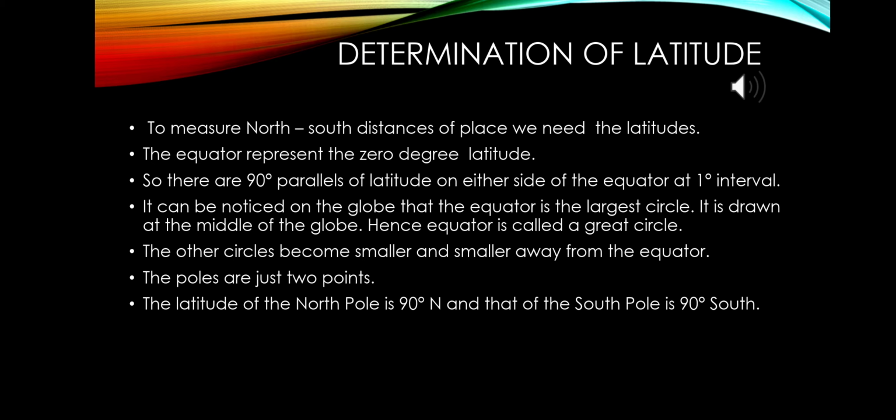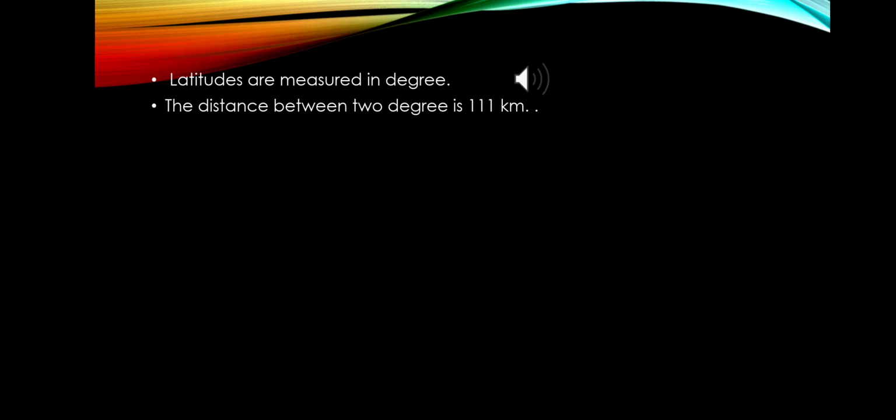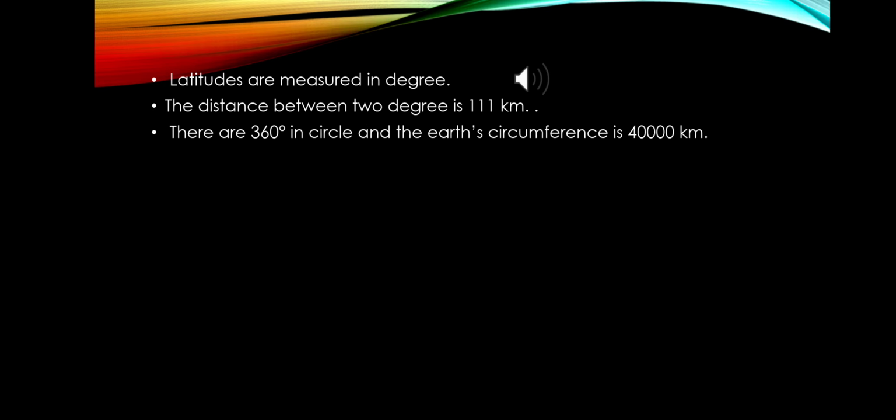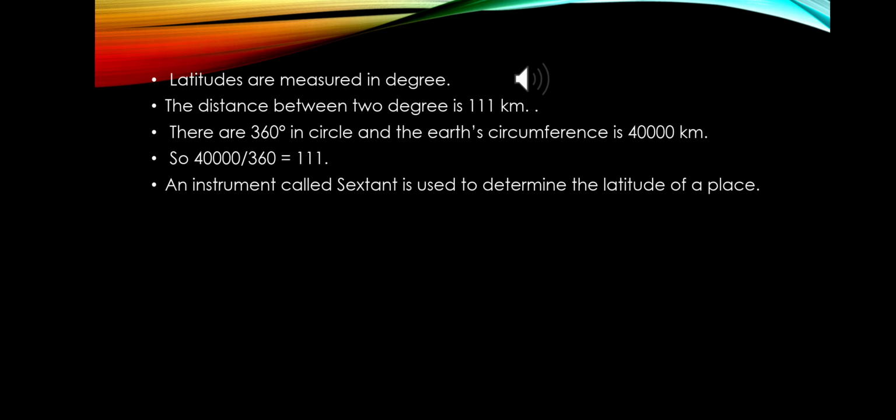Okay, so what is latitude? Latitude is the angular distance of a place from the equator as measured at the center of the Earth. Okay. Latitudes are measured in degrees. The distance between 2 degrees of latitude is 111 kilometers. How do we calculate this distance? You know there are 360 degrees in a circle, and the Earth's circumference is 40,000 kilometers. So a degree of latitude is equal to about 40,000 divided by 360, equal to 111 kilometers.